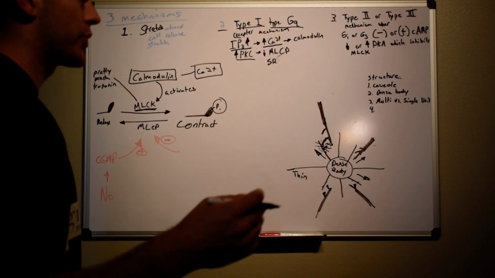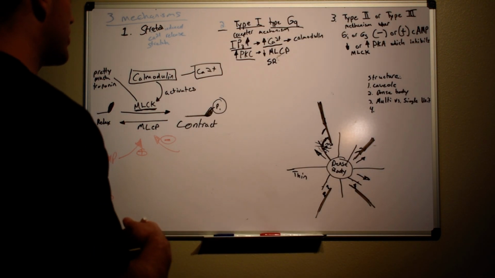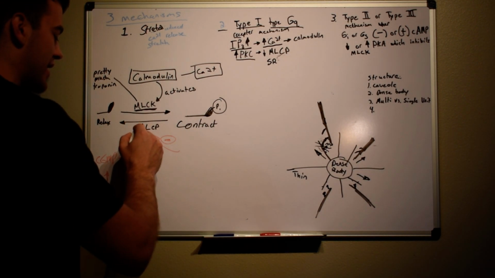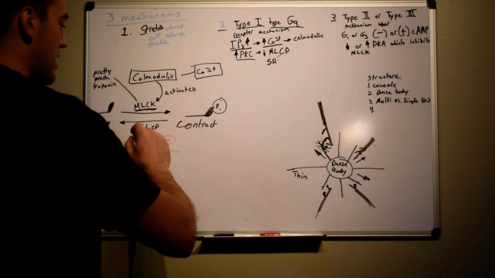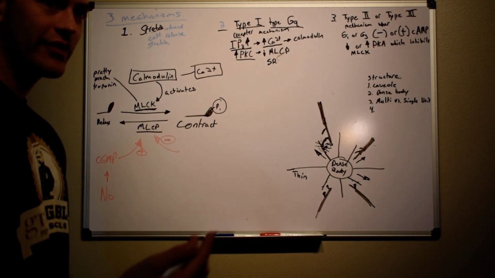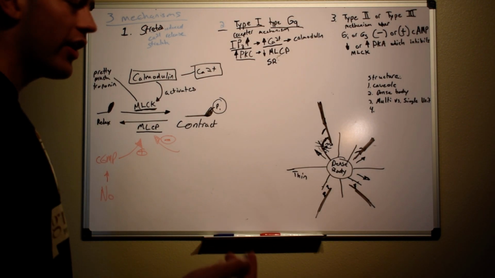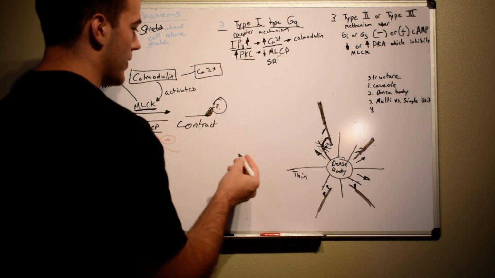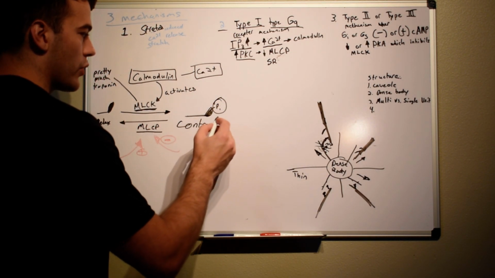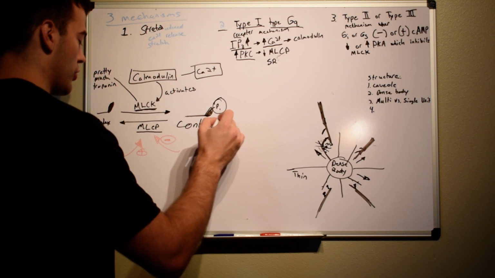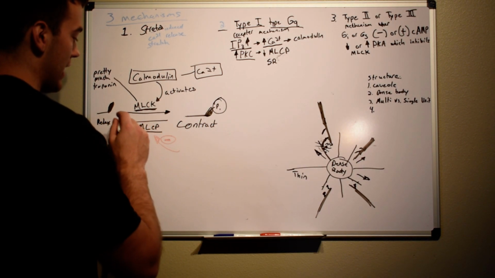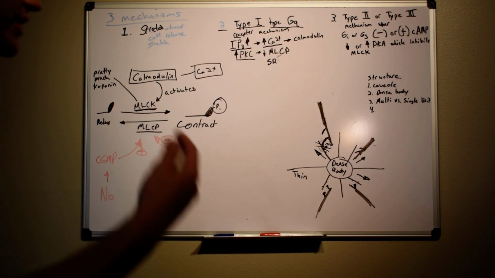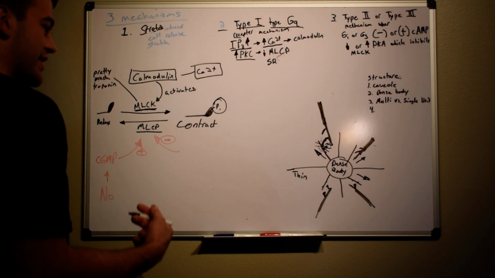So we have to have a way to relax smooth muscle, just like we have to have a way to contract it. The way that's done is using a different enzyme called myosin light chain phosphatase. A phosphatase is something that cleaves a phosphate off of something. So this enzyme is going to take this phosphate group off of the myosin head and basically not allow it to form a cross bridge, thus not contracting the cell.